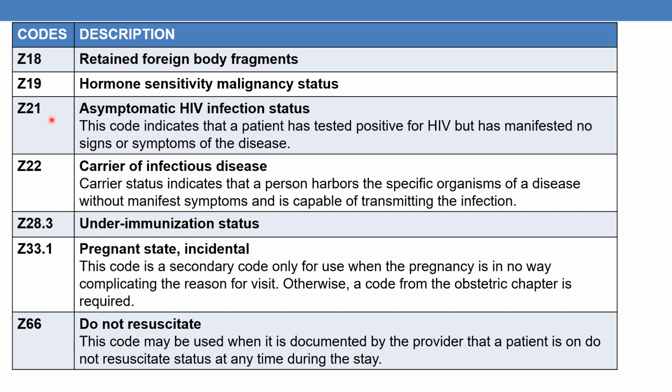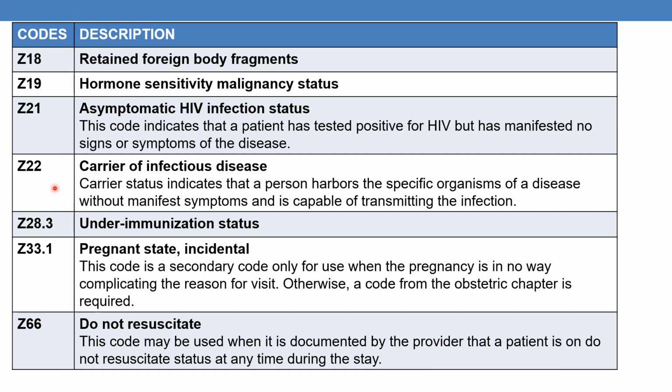This code is covered in Chapter 1. This code indicates that a patient has tested positive for HIV but has manifested no signs or symptoms. That is, the patient does not have any signs or symptoms and is just HIV positive. In such a case, you need to code Z21.